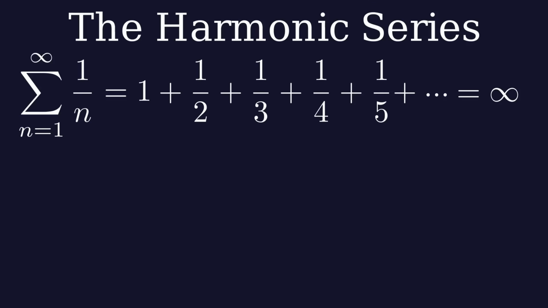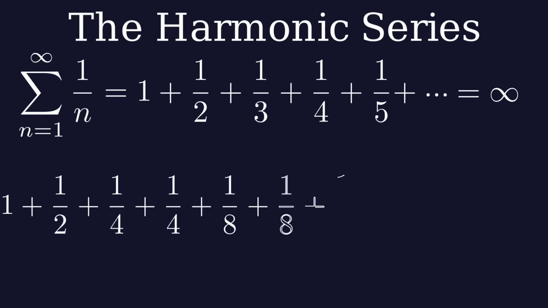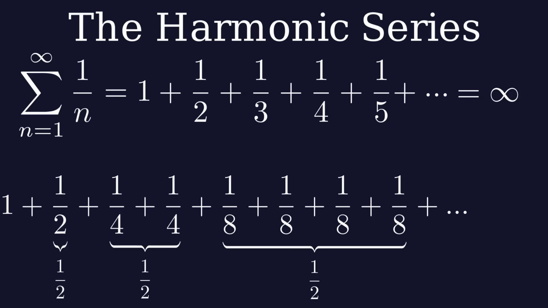But to prove it, let's look at a different sequence. The first term is equal to 1, and the second is equal to 1/2. The next two are equal to 1/4. The next 4 are equal to 1/8. And this pattern continues. By grouping the equal terms, we can see that this series is an infinite sum of 1/2, so it's equal to infinity. We can also see that each term of the harmonic series is greater than or equal to the corresponding term of the second series. So it means that the harmonic series also diverges to infinity.